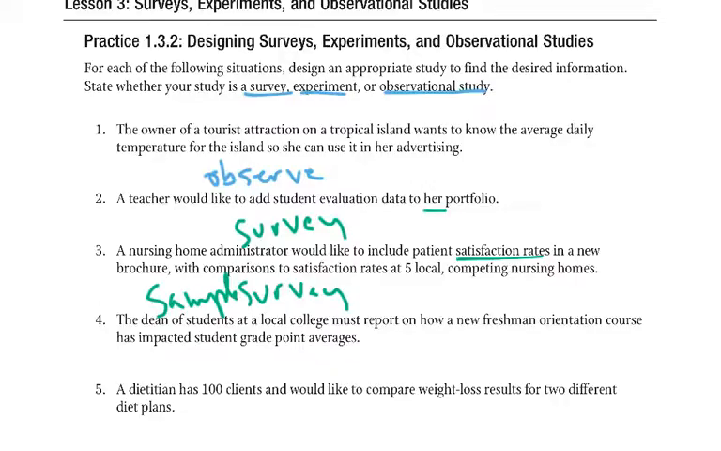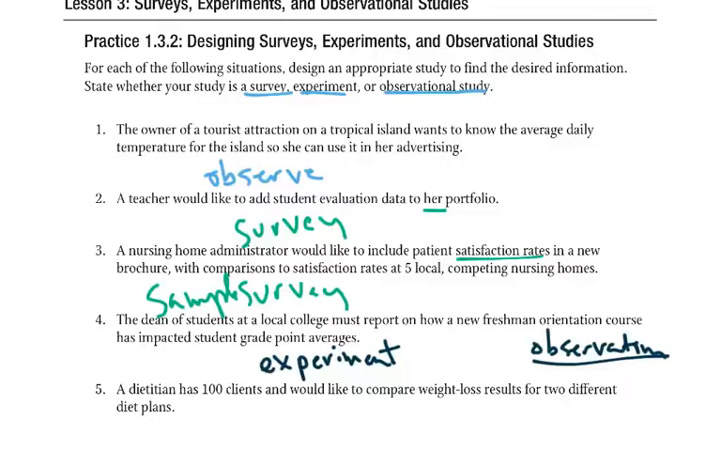Okay, number 4. The dean of students at a local college must report on how a new freshman orientation course has impacted student grade point averages. So if we're looking at this one, a survey wouldn't necessarily work because you're looking at the grade points. You can't really ask a question other than what is it, okay? So you could try an observation. I think you could do an observational study to try to see how students who took the course differ from those that didn't, but it would be even better if you could do that as an experiment, because then you could control all the variables in an experiment, whereas in an observation you wouldn't.